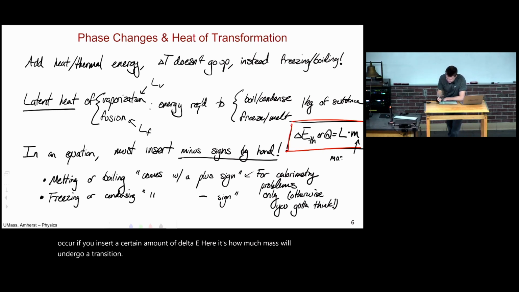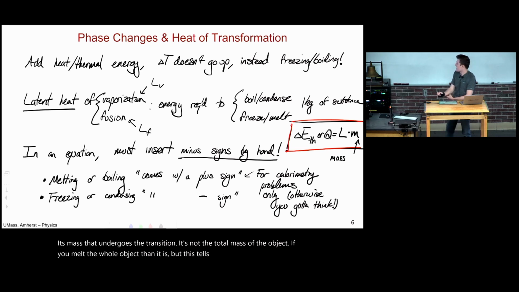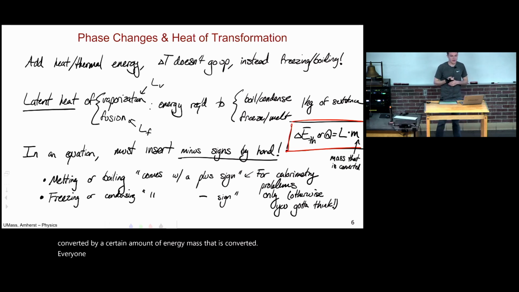It's mass that undergoes the transition. It's not the total mass of the object. If you melt the whole object, then it is. But this tells you how much mass will be converted by a certain amount of energy. Mass that is converted. Everyone understand the difference? If you don't put enough energy in, the whole object doesn't melt. Only little m melts.